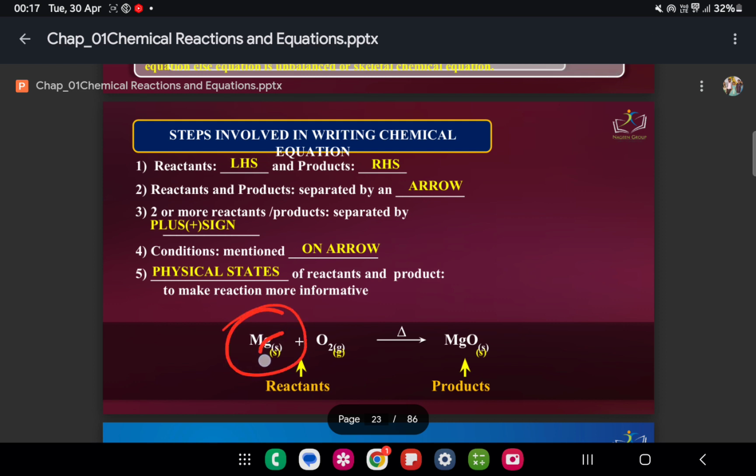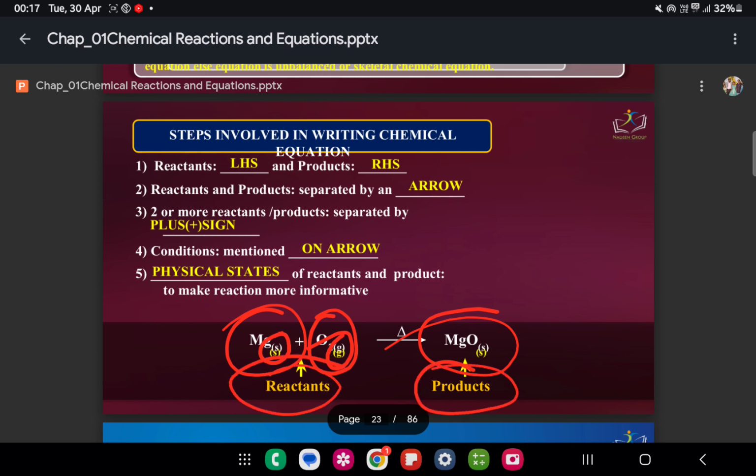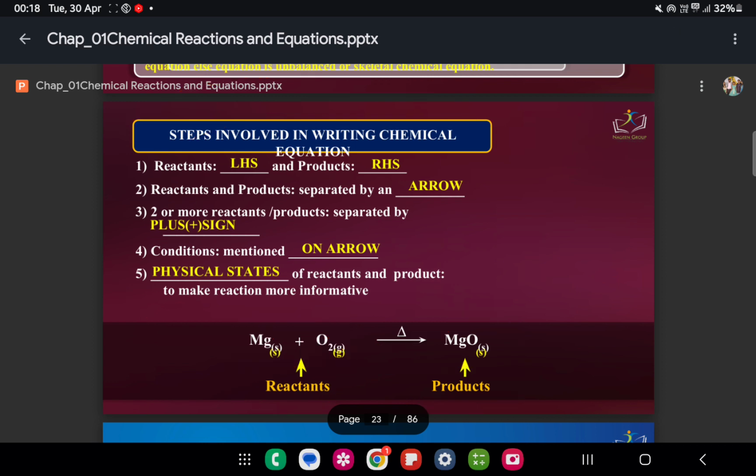Magnesium, it is in solid. See here, S is representing solid. Oxygen is in the gaseous state, and we get magnesium oxide, so MgO is in the solid state. This is the reactant, this is the product. I hope you understand. These points are very important when writing the reaction. Concentrate carefully once again. These 5 points are important when you are writing the equations. Once you check everything properly.